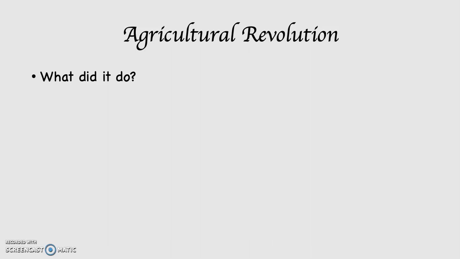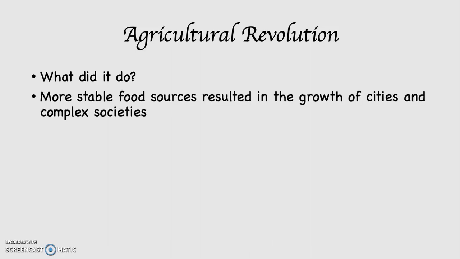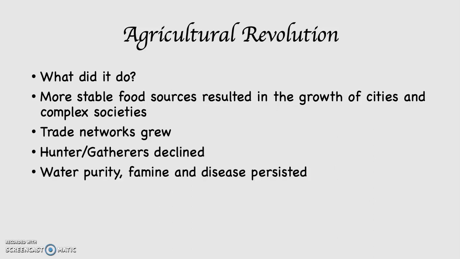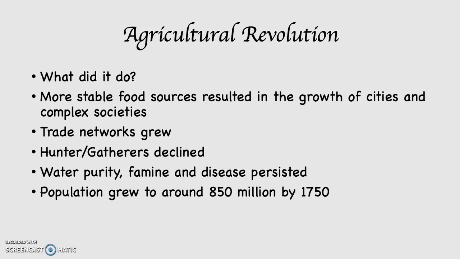So what did the agricultural revolution do? Well, it provided more stable food sources, and that resulted in the growth of cities and complex societies. Trade networks grew. Hunter-gatherers declined, of course. But water purity, famine, disease, these things all still persisted. And population grew to around 850 million by 1750.